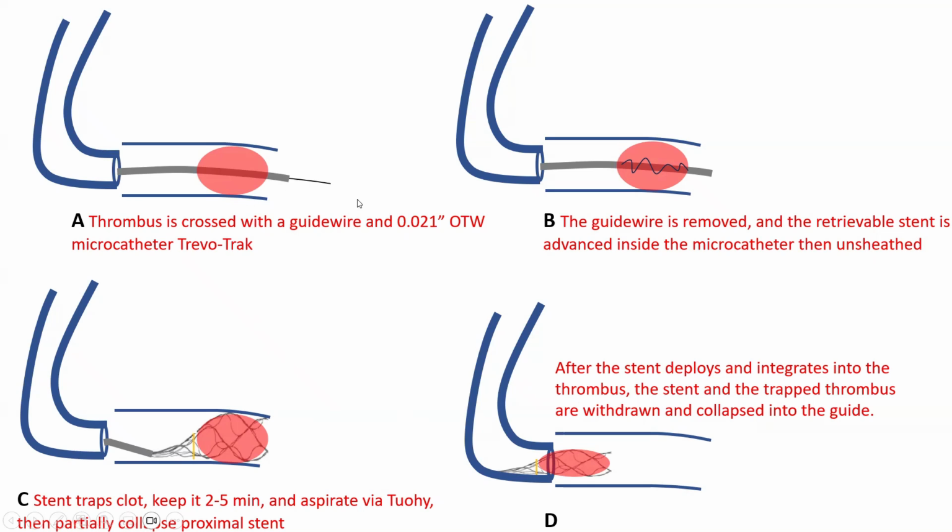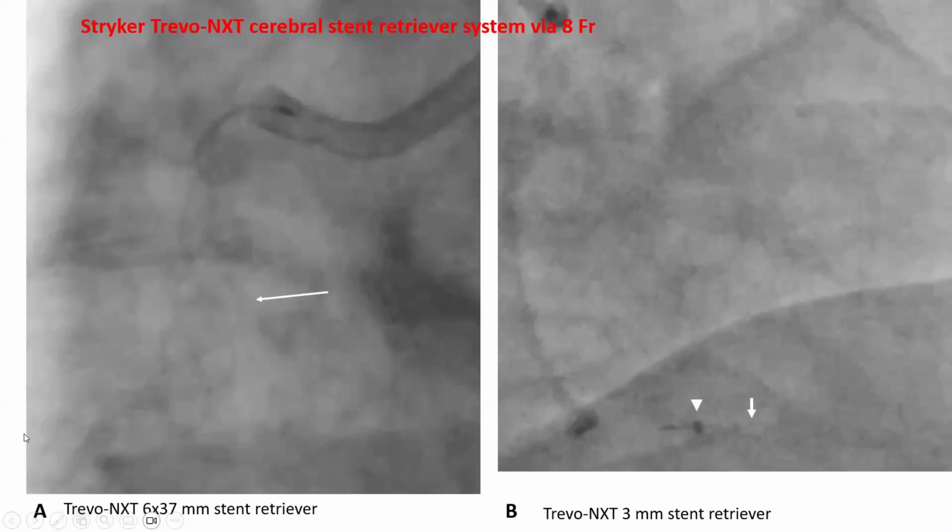In the case of a very distal thrombus, you may not want to pull the trapped thrombus and stent all the way through the vessel into the guide. You may upfront advance a guide liner and position it distally so that you pull that system and collapse it into the guide liner, or you may advance another catheter over the Trevo Trak, a larger catheter that comes with the Stryker system, and that will allow you to partially collapse this stent retriever and clot distally in the vessel before you pull it all the way back into the guide. And that's what we did here.